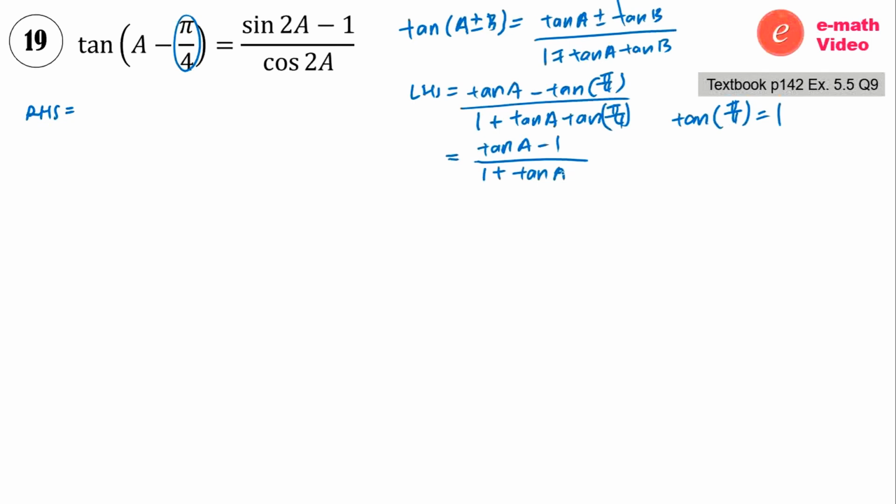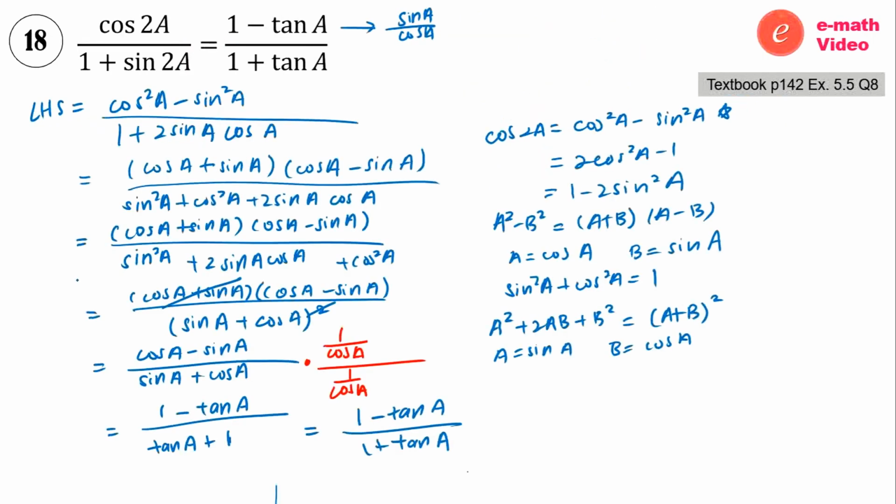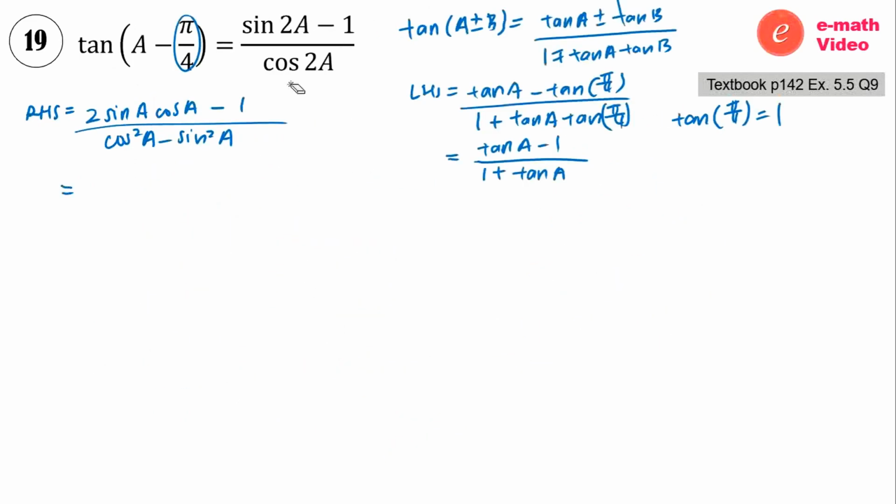Same thing, double angle formula for sine: sine 2A is 2 sine A cos A, minus 1, over cos 2A. Which one to use? Because I need both sine and cosine, I will use cos square A minus sine square A. It's actually very similar to what we did in the last question. Alright, so same thing on top, we will use the basic identity, sine square A plus cos square A equals to 1.